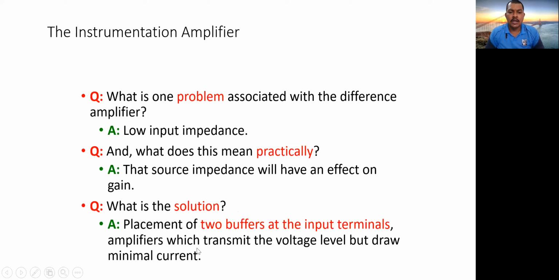So the solution is placement of two buffers at the input terminal, amplifiers which transmit the voltage level but draw minimal current, right? So अगर हम लोग ये input impedance बढ़ाने के बारे में सोचते हैं, difference amplifier का input impedance हमको बढ़ाना है, तो हमारे को दो सर्किट्स लगाने पड़ेंगे जिसका इनपुट इम्पीडेंस ज्यादा हो, जिसको हम लोग बफर एम्पलीफायर बोलते हैं, right? So what buffer means, which is going to match the impedances. So those amplifiers are called buffer amplifier, right?